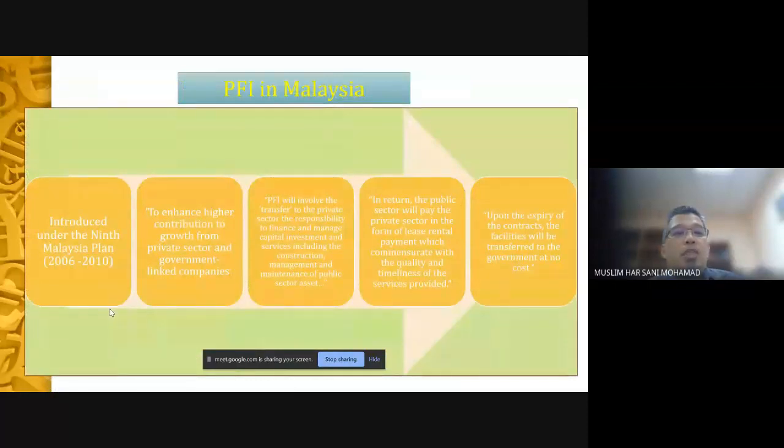PFI in Malaysia was introduced in the 9th Malaysian Plan to enhance higher contribution to growth from the private sector and government-linked companies. As I mentioned, it originated in the UK and was adopted in Malaysia in the 9th Malaysian Plan, about 15 years ago. When we discuss the public sector or government, we talk about years. 15 years is a very short span of time to make a very big change.